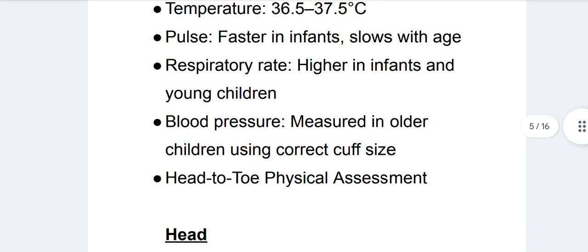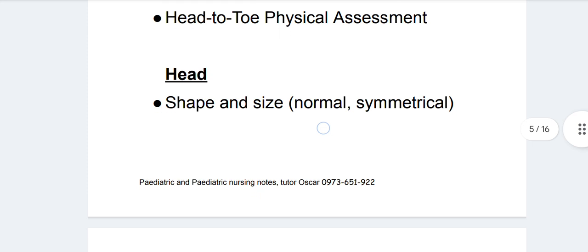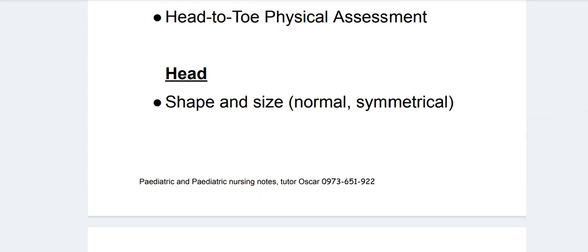And then you need to do the head to toe physical assessment now. This head to toe physical assessment is just like the way it is. You are going to start from the head and you are going to end with the toes. From head to toes, everything you are going to cover. But let's just talk about some important pediatric findings in head to toe physical assessment. What are some of the things that they can ask you?